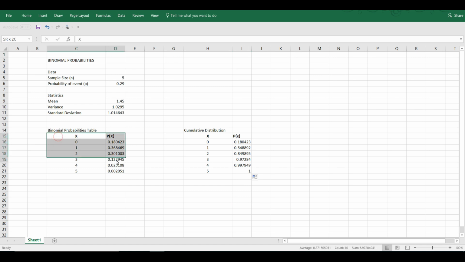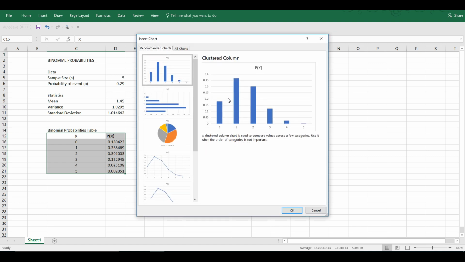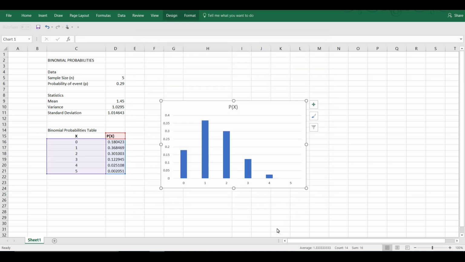Let's see if we can create a chart. Okay, let's do a chart, a clustered chart here. And here we have a chart of this binomial probability distribution. You can see the probability of 0 customers, 1 customer, and remember the mean was 1.45. That would be a bar chart for the binomial distribution.